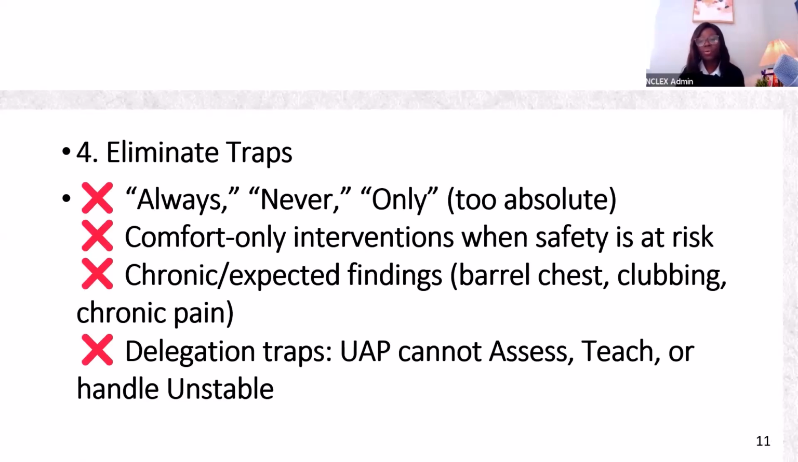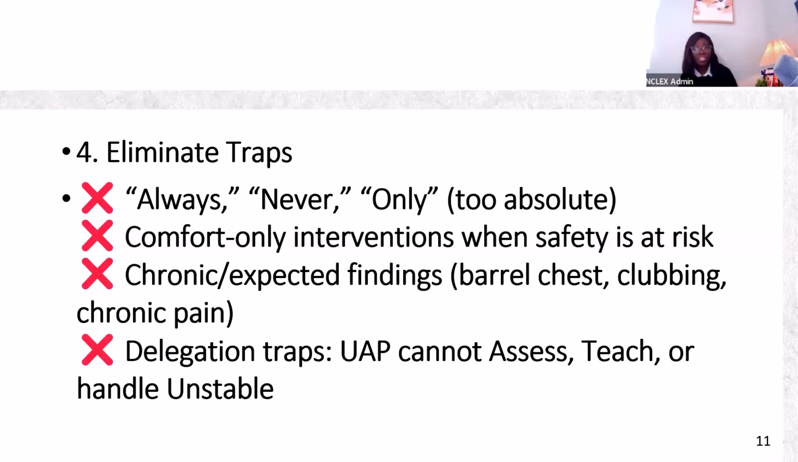And then number four, watch out for these traps and distractions. You see, never should not distract you. Only some of these options may be wrong. And then comfort only interventions when safety is at risk. Look out for that. And then chronic or expected findings. You have a client maybe with asthma or COPD, and the client has barrel chest, clubbing, which is expected in that chronic respiratory condition. The client with chronic pain. So watch out for these.